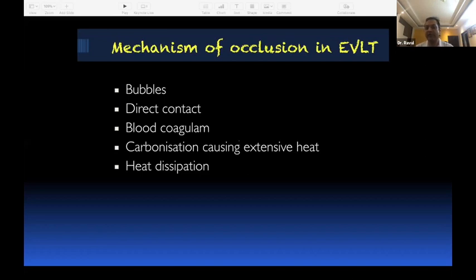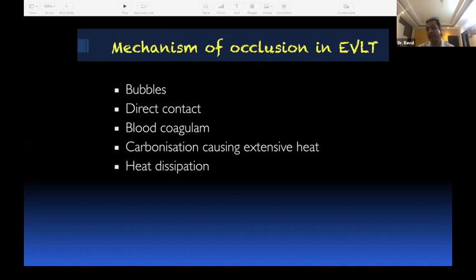The second concept was direct contact. This was the first concept of endovenous laser therapy when we were using 810 nanometer, that the laser fiber closes the vein by direct contact, because at that point we were using bare fibers. The bare fiber will contact the vein wall, it will heat the vein wall, and it will get damaged. Then there came the concept of blood coagulant.